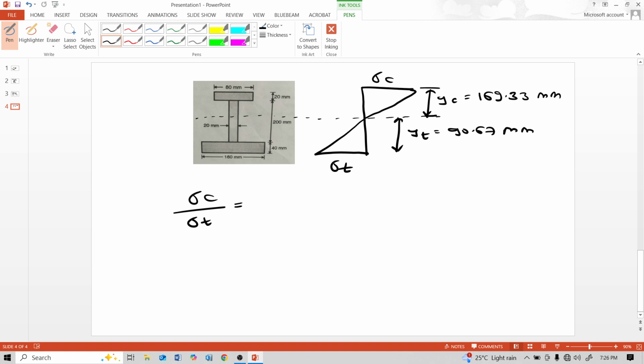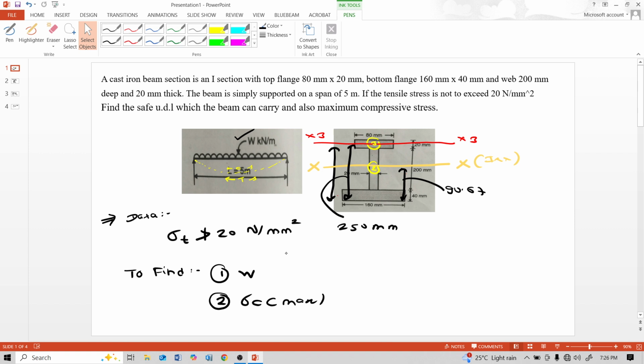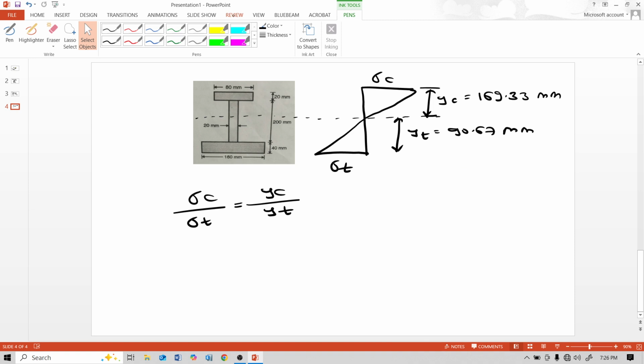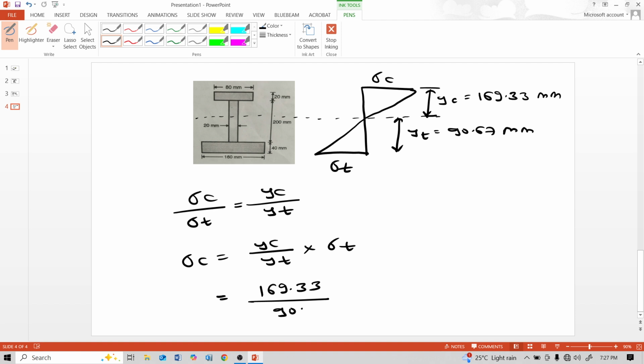With the help of this, sigma c upon sigma t is equal to yc upon yt, and in numerical we have sigma t value 20 Newton per mm square. Maximum sigma t is 20 Newton per mm square. Calculate sigma c, yc upon yt into sigma t. Yc is 169.33 divided by yt is 90.67 and multiplied by sigma t is 20.